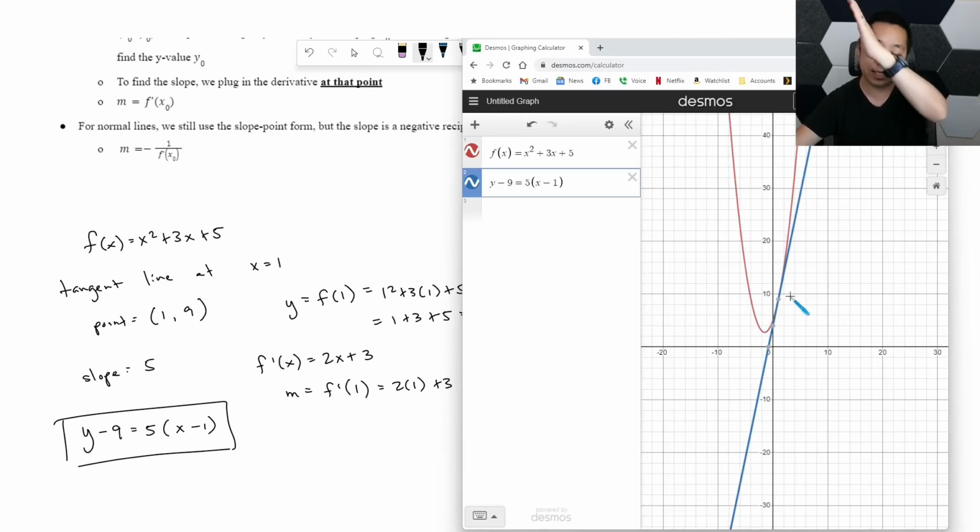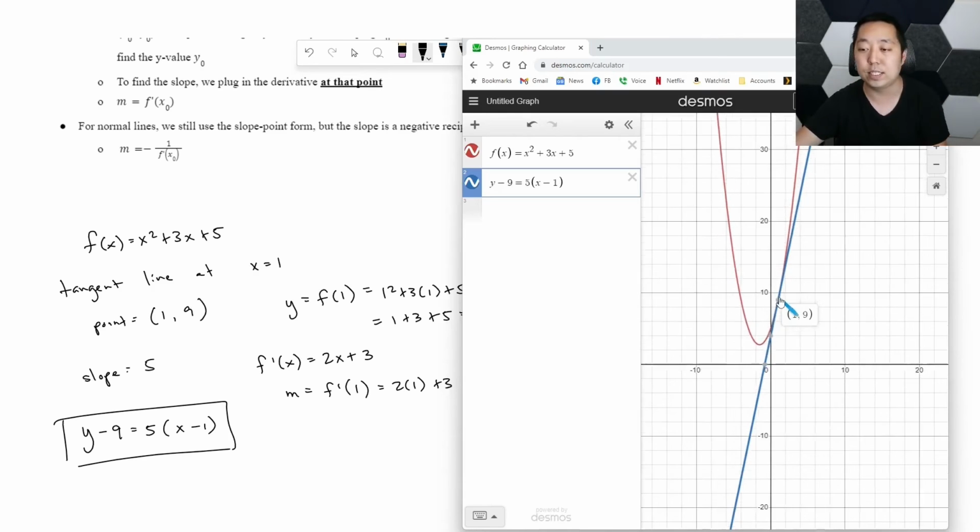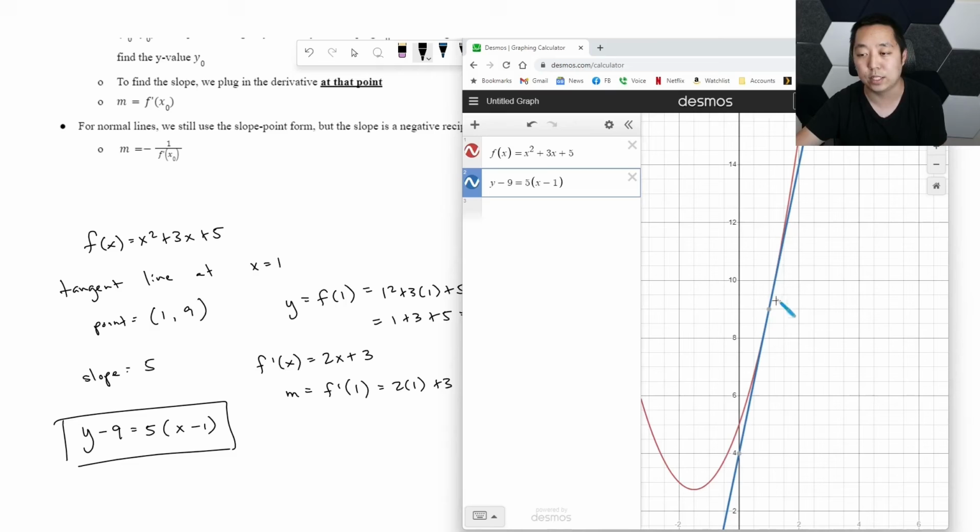It glances it, just touches it, but doesn't pass through the curve. If you zoom in, it doesn't cross it. It just touches the curve right at that point. And that's what we're looking for. That is the equation of the tangent line.